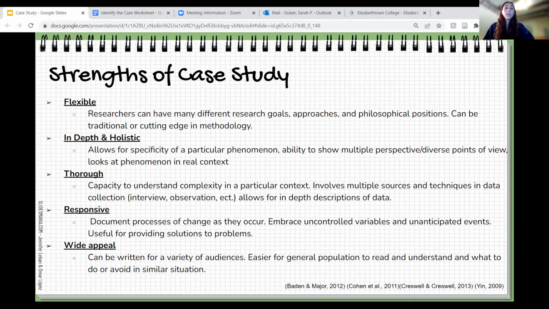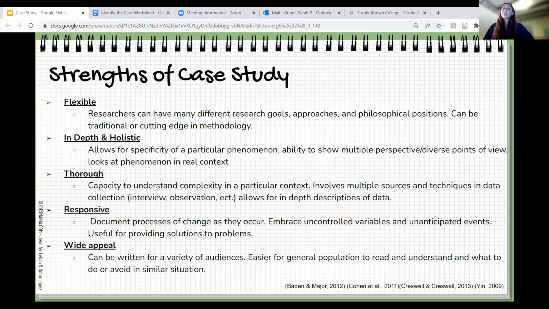Case studies are thorough. You can really understand the complexity of a particular context. They involve multiple sources and techniques in data collection. So whether you're collecting interviews or observations, you can really gather lots of information through a case study, which allows for in-depth descriptions of the data that you have collected.